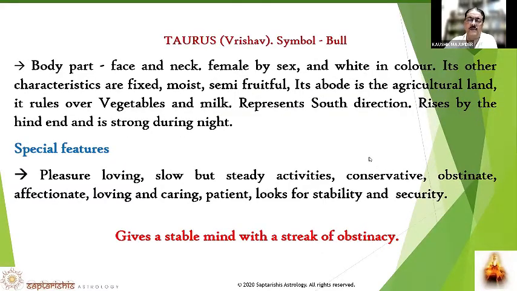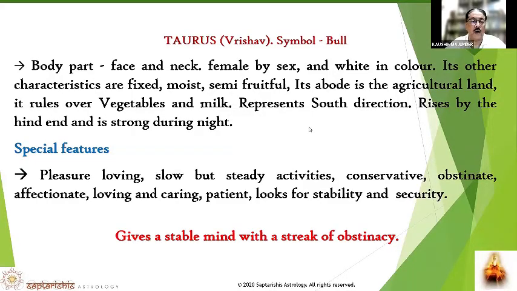Taurus, the name is Vrishabh, and the symbol is bull. The body part is the face and the neck. Female by sex, white in color. Its other characteristics: it is of fixed nature, moist, semi-fruitful. Its abode is agricultural land and it rules over mainly the vegetables and milk. It represents the south direction. It also rises by the hind end and is strong during night.